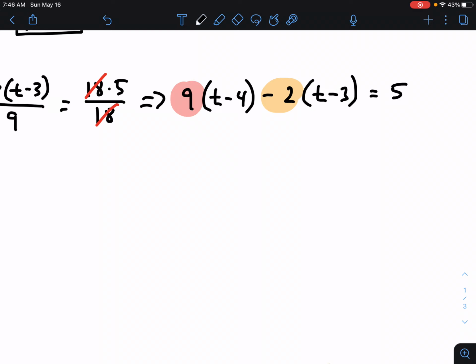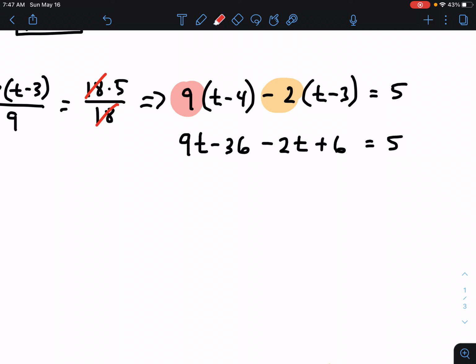Okay, so I distribute the 9, so I end up with 9t minus 36 minus 2t plus 6. Remember, when you distribute a negative, it changes the sign. So the t is now a negative t. It's a negative 2t. And the negative 3 becomes positive 6. And then the 5 just stays a 5.